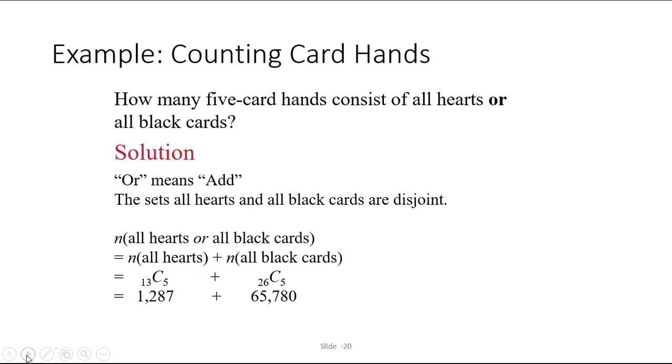1,287 plus 65,780. In the previous video, I show how to find those using your calculator or using a formula. The total then is 67,067 different possible 5-card hands that are either all hearts or all black cards.